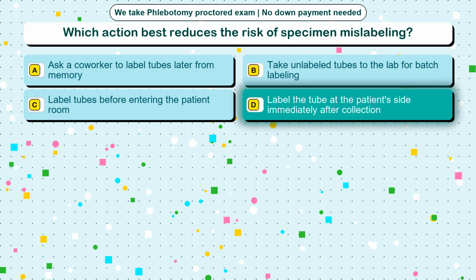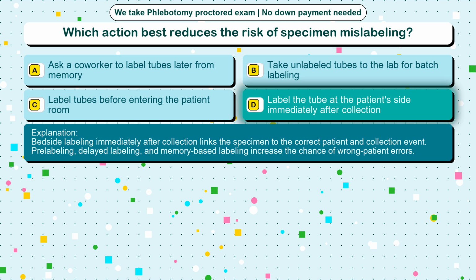The correct answer is option D, label the tube at the patient's side immediately after collection. Bedside labeling immediately after collection links the specimen to the correct patient and collection event. Pre-labeling, delayed labeling, and memory-based labeling increase the chance of wrong patient errors.